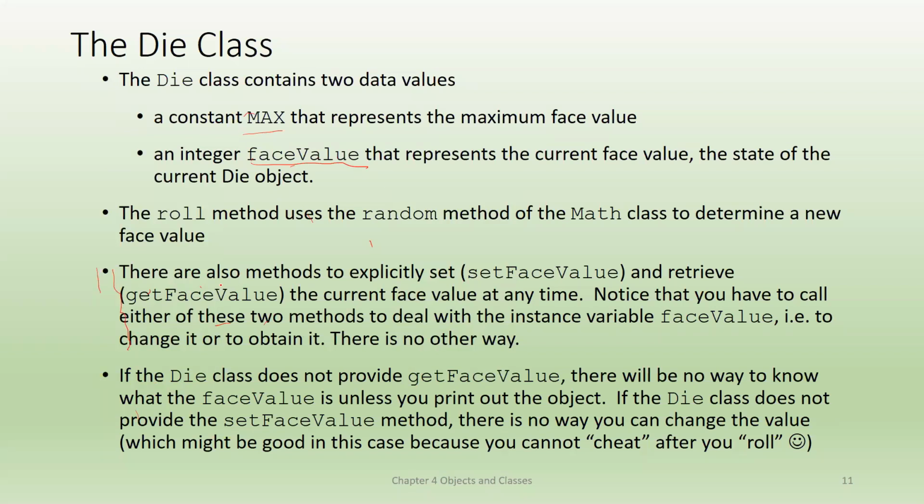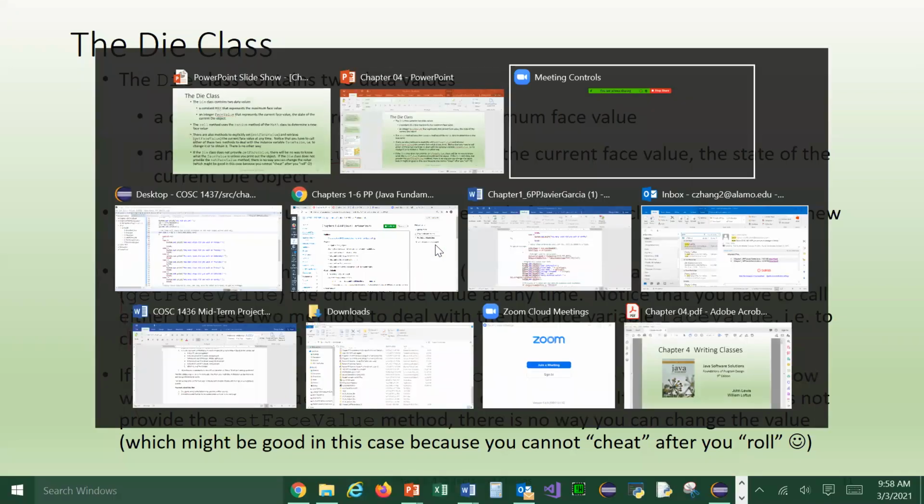If you look at this, there are also methods to explicitly set and retrieve, get face value, the current face value at any time. Notice that you have to call either of these two methods to deal with the instance variable face value, i.e. to change it or to obtain it. There is no other way.